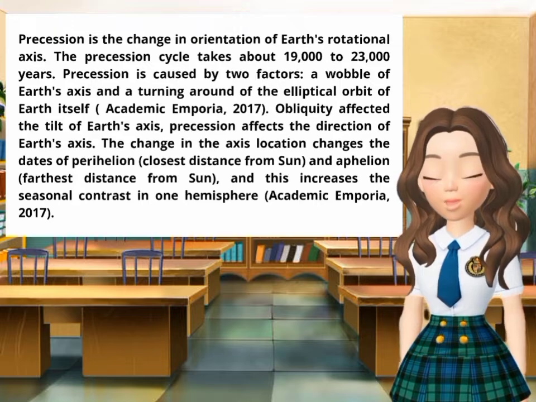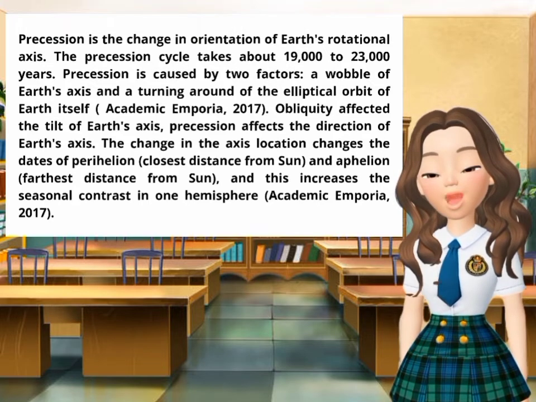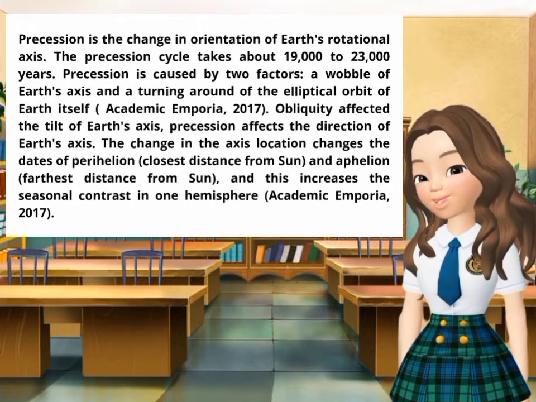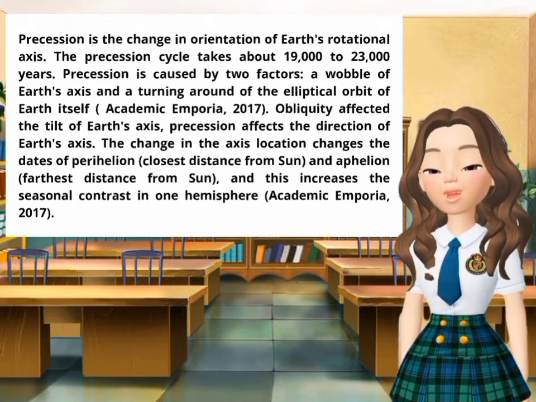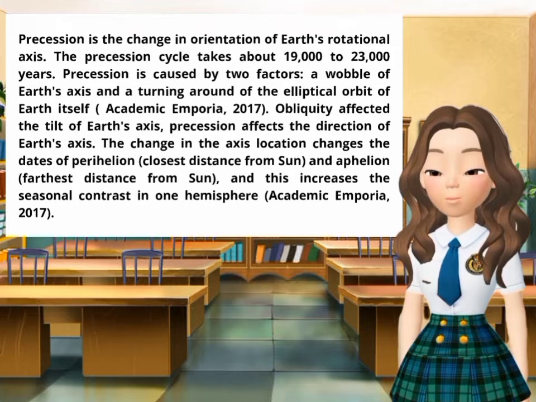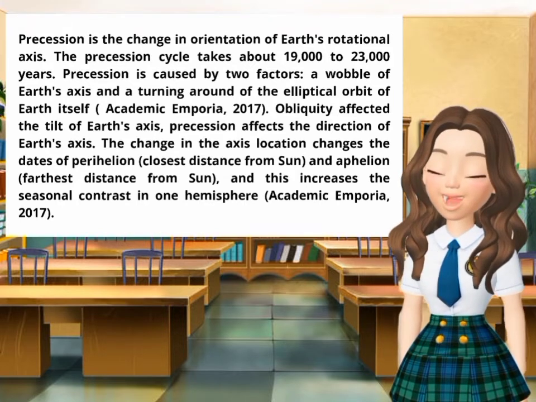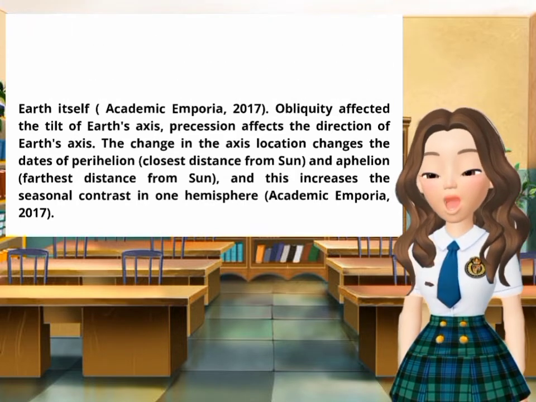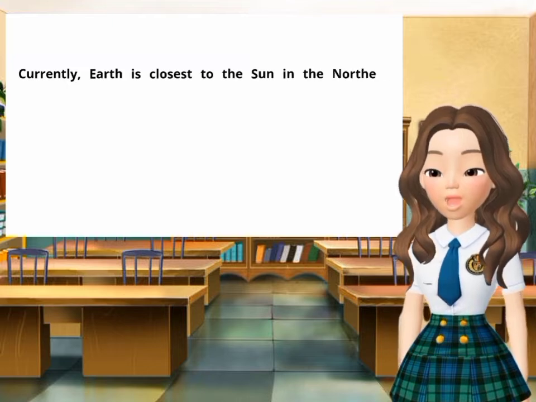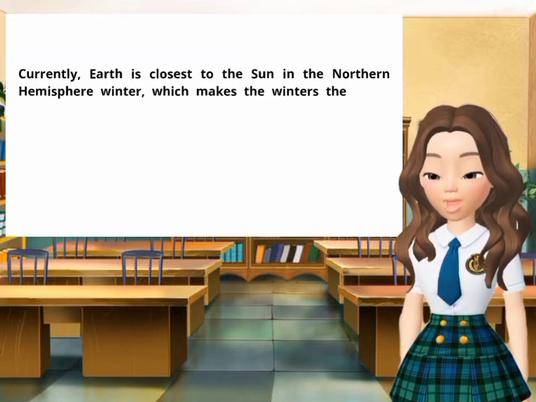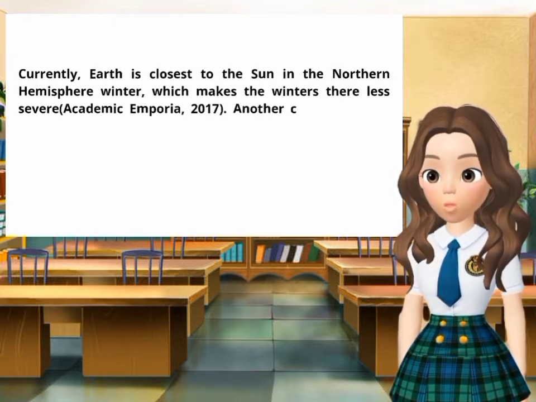The change in the axis location changes the dates of perihelion, closest distance from Sun, and aphelion, farthest distance from Sun, and this increases the seasonal contrast in one hemisphere while decreasing it in the other hemisphere. Currently, Earth is closest to the Sun in the northern hemisphere winter, which makes the winters there less severe.